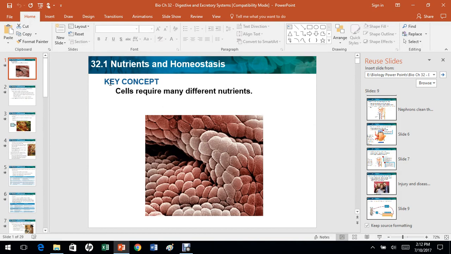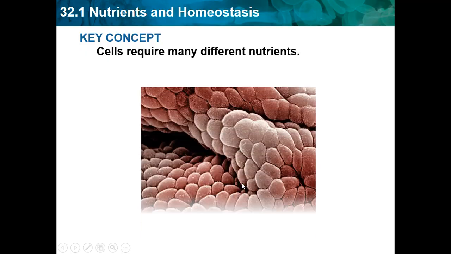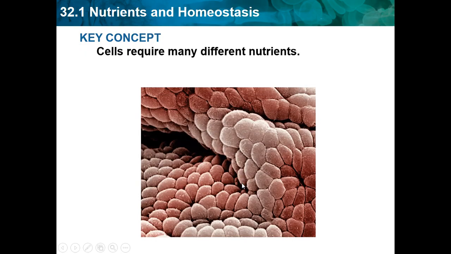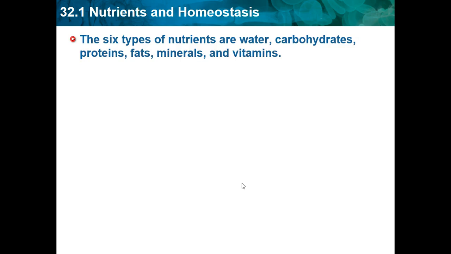Today we're going to be doing chapter 32, which is the digestive and excretory systems. So, this lesson is nutrients and homeostasis. So our key concept is cells require many different nutrients. So there's 6 types of nutrients. There's water, carbohydrates, proteins, fats, minerals, and vitamins.